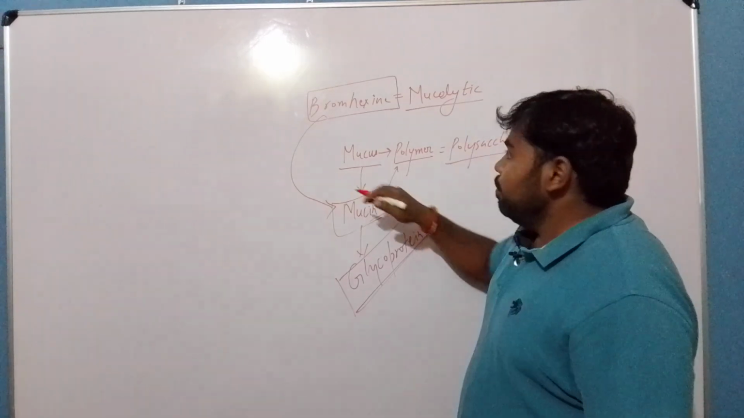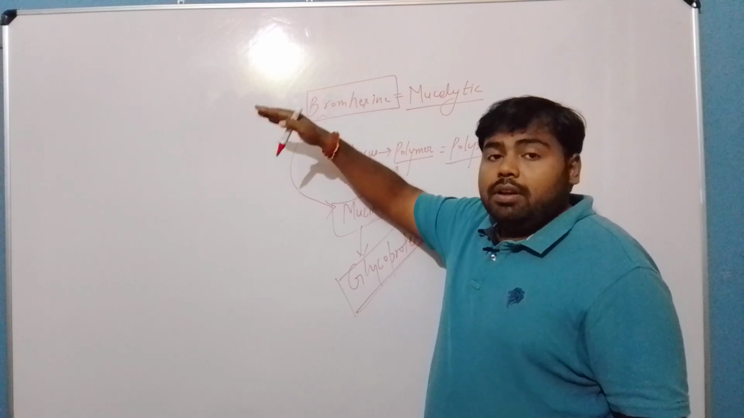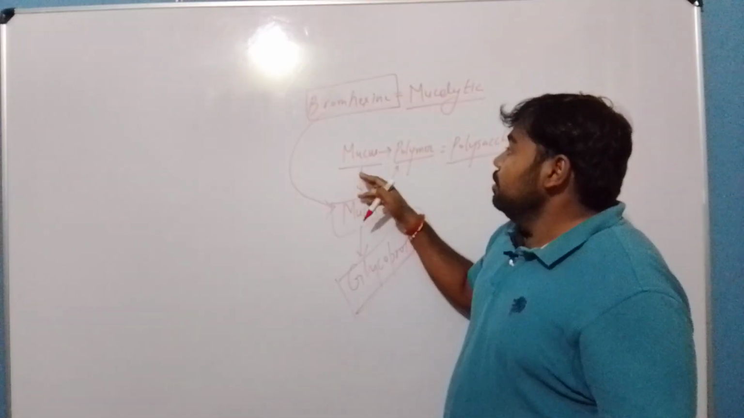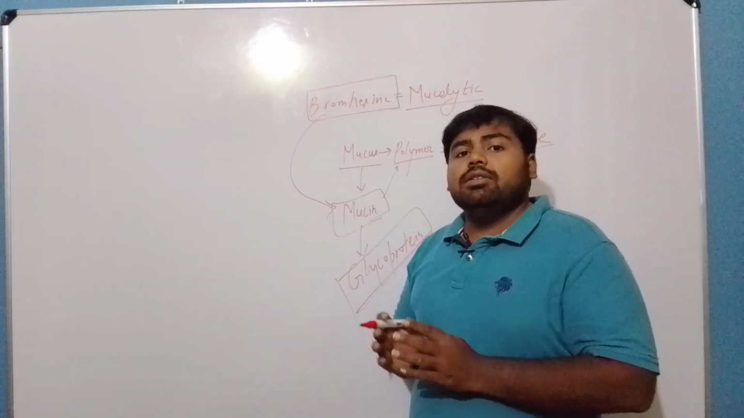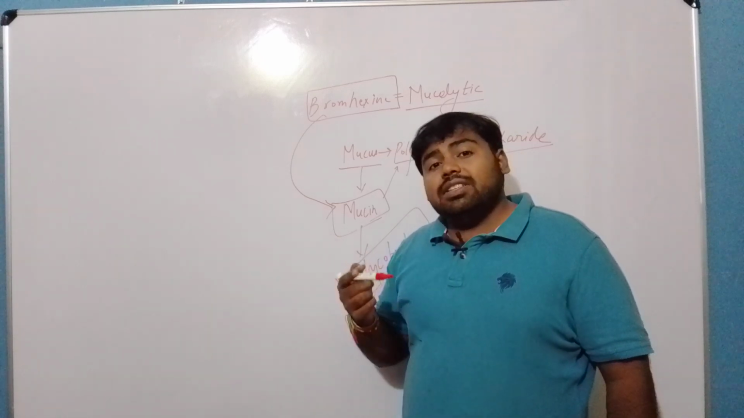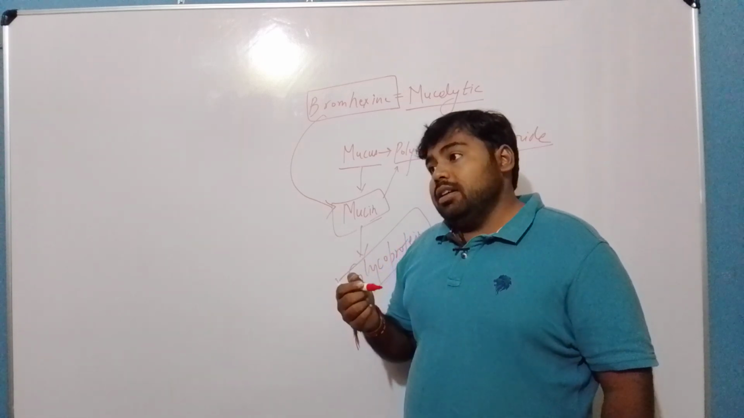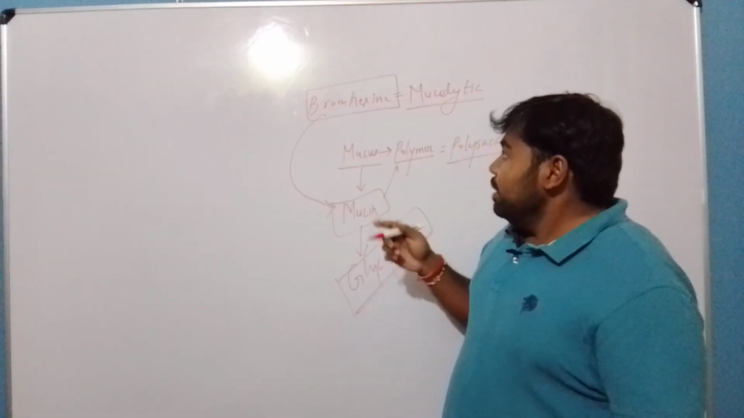So our prime target, the primary mechanism of action of bromhexine, is to break down the chemical structure of mucin. That is all about the primary mechanism of action, but there is also a secondary mechanism of action that is worth understanding. So what is the secondary mechanism of action?